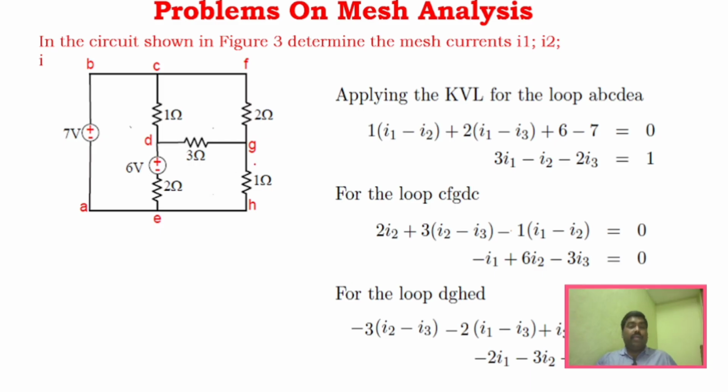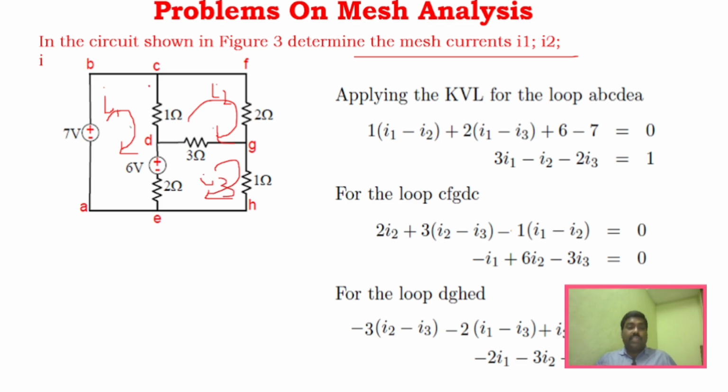So here, right, first step: to determine the mesh currents I1 and I2, they have asked you, and this is the circuit they have given. So we consider all the meshes the same, I1, I2 and I3. This is I1, this is I2, and this is I3. And you know how to write the expression.